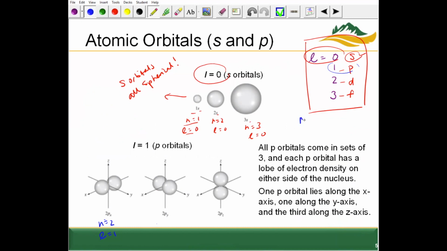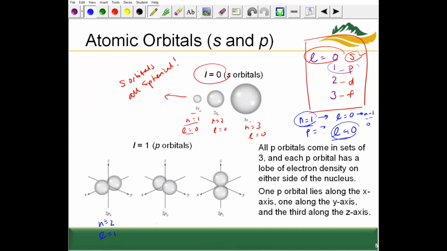Can we have n equal to 1 and also have a p orbital? Well, let's see. For n equal to 1, L can be 0 up through n minus 1. So 1 minus 1 is just 0. When n is equal to 1, the only possible L value is 0. That is a spherical s-shaped orbital. When n equals 1, L can't equal anything except 0.